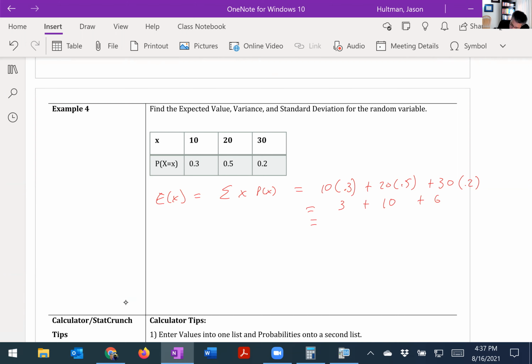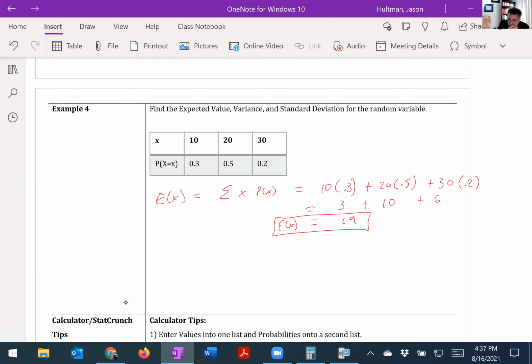If I take 3 plus 10 plus 6, I get 19. So that's the mean, or mu. Mu is 19, or E sub x, expected value. It's the same thing. So I'll just put E of x. E of x is 19.